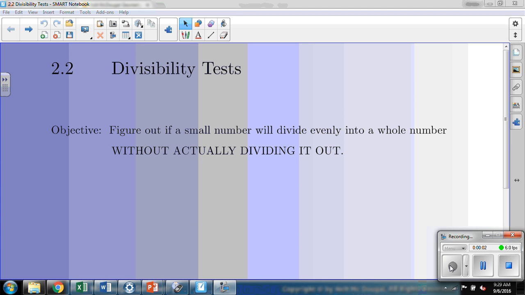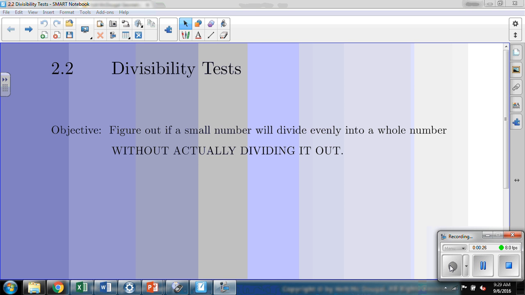In this video, we are going to discuss divisibility tests. And our objective when we're working with divisibility tests is to figure out if a small number will divide evenly into a whole number. That is, can the small one go into the big one with no remainder, no extra leftovers at all?